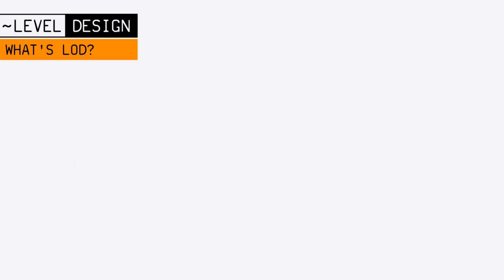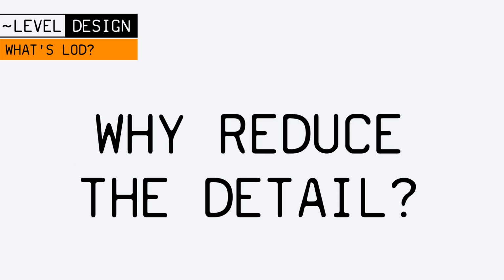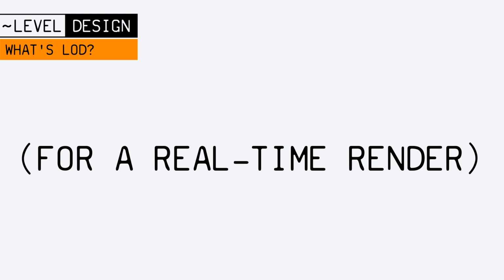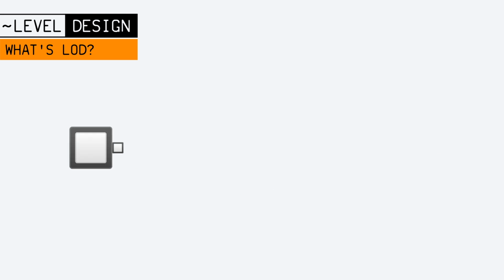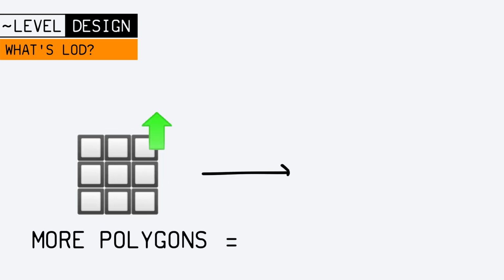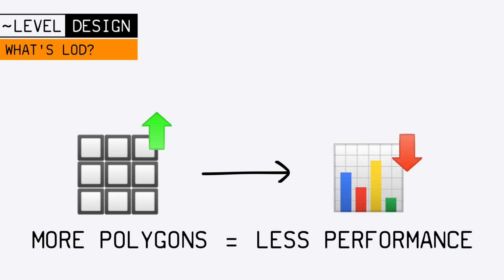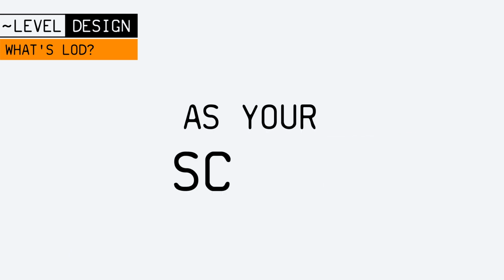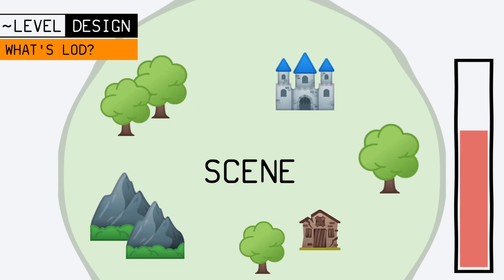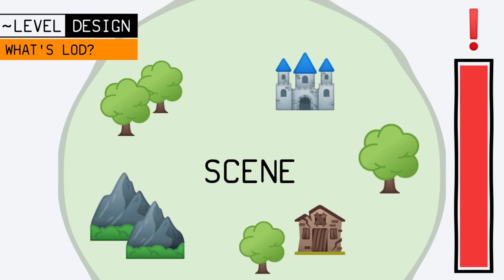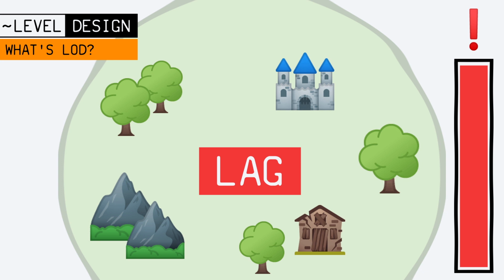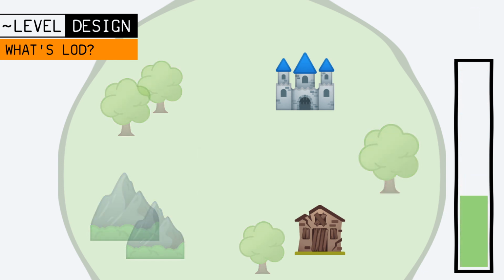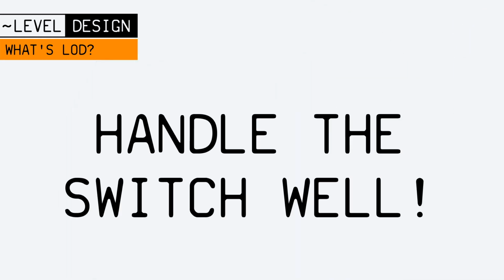Now, the reason why we are trying to reduce the details of the 3D models in a real-time render situation, like a video game, is because the higher the number of polygons in your asset, the heavier the toll it takes on the graphics computation. And as your scene grows and you start to fill it with more assets, this enormous workload can eventually lead to pretty laggy results. By using LODs, you ensure that the computing power is used where it's most useful. The trick is then to handle the switch well so that this is invisible to the player's eye.